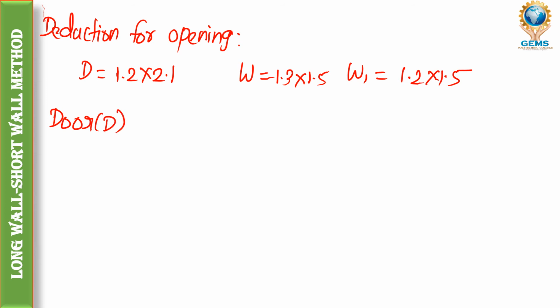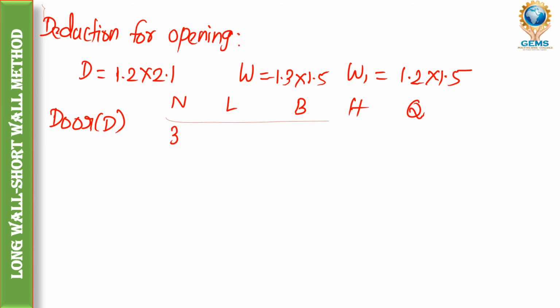Door D. Then the columns: numbers, length, breadth, height and quantity. For the door, what is the number? In the number column we need to calculate how many doors there are. We have three doors, so three.